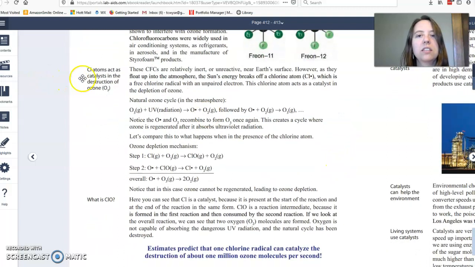And these CFCs are bad for ozone. They will destroy ozone. As we see, ozone is found in our atmosphere naturally, and then when it's hit by UV radiation, it breaks up into a single oxygen and then oxygen gas, and then those will reform to make ozone again. So this is needed because ozone helps protect us from UV radiation, and if ozone isn't there, then all of the UV radiation gets through, and then that would be bad for humans.